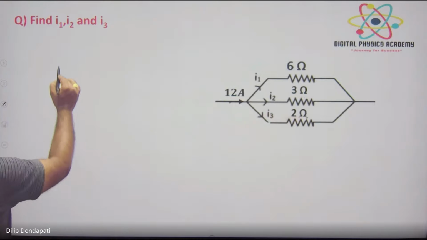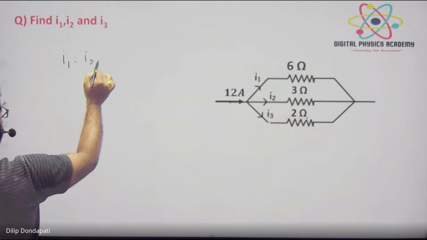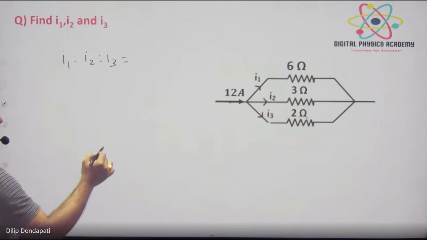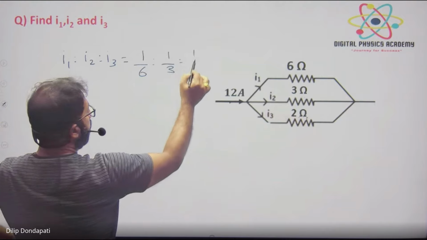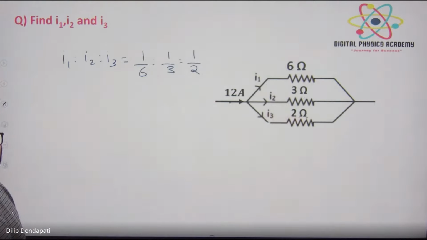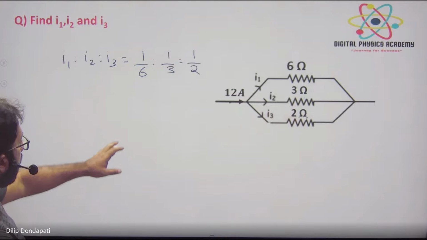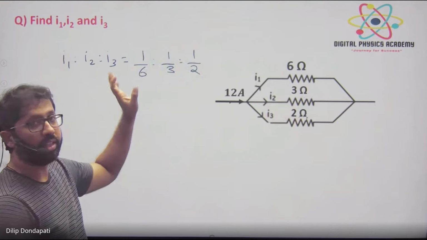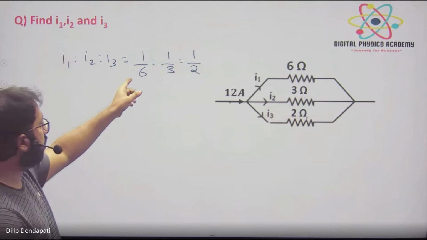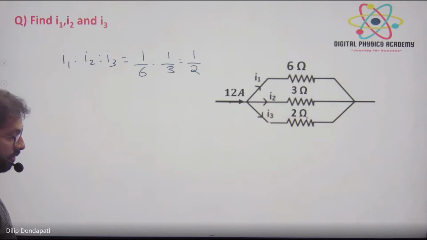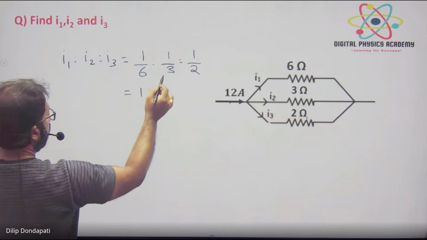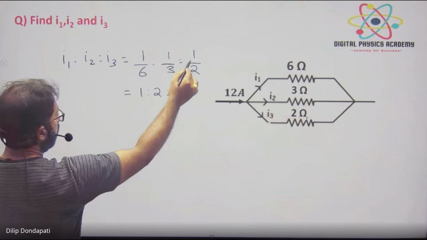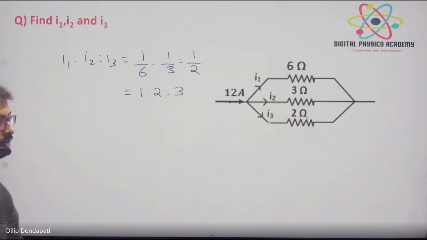Okay, so we know that I1 is to I2 is to I3 is equal to कितना होगा? 1/6 is to 1/3 is to 1/2, right? 1 by R1 is to 1 by R2 is to 1 by R3. आपको क्या करेंगे? एलसीएम से मल्टीप्लाई करो सो दैट फ्रैक्शन निकल जाने का. एलसीएम कितना है? 6. नाउ 6 से मल्टीप्लाई करो. 6/6 इज 1 is to 6/3 is 2 is to 6/2 is 3. 1 is to 2 is to 3.